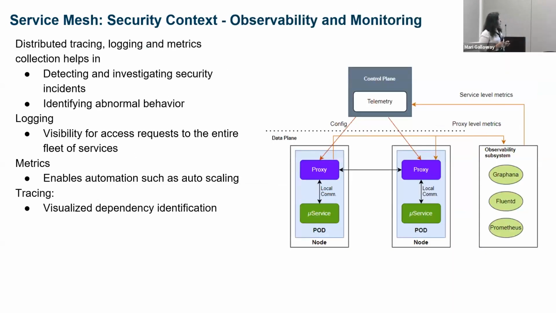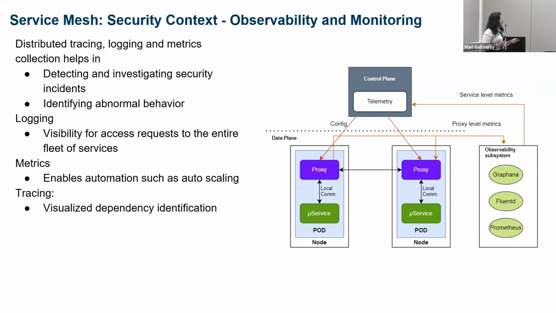Now let's look at how service mesh helps with observability and monitoring. Like I said, the control plane here provides a feature for telemetry, and the control plane has visibility across the entire network. It's talking to the proxies all the time, constantly communicating with the proxies throughout. So it has information on all the proxies, and because of that, it helps with logging, metrics, and tracing.